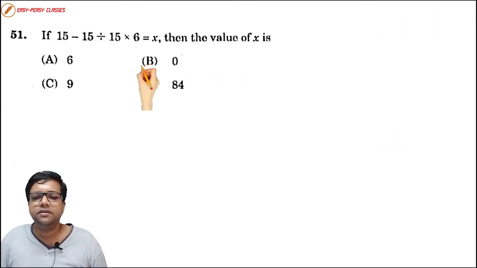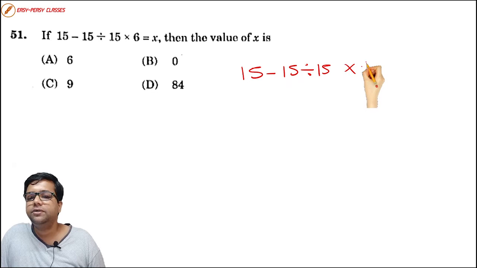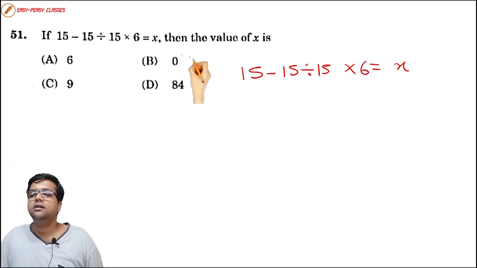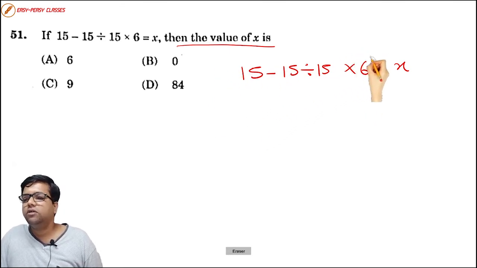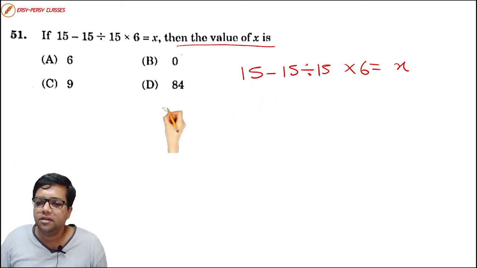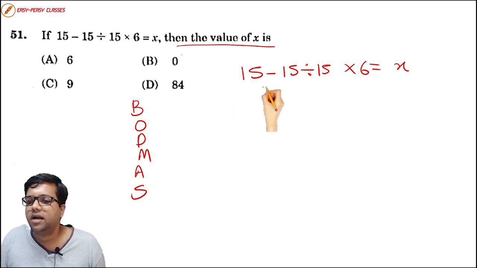Question number 51. If 50 minus 15 divided by 15 into 6 is equal to x, then the value of x, you just have to solve this left hand side part, you will find it. Okay, but in order to solve this, how will you proceed? You know the rule of BODMAS. What will you start with? You'll have to start with division. So you keep a bracket for division.